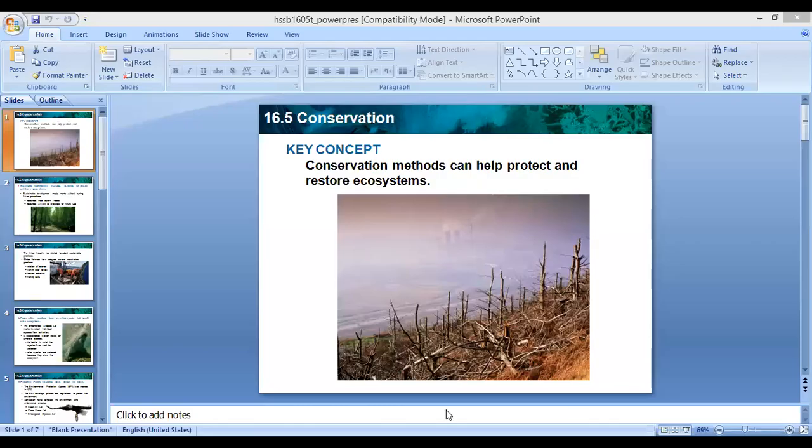Today we are going to start a new lesson, which is conservation, section 5 in chapter 16. The key concept of our lesson is conservation methods can help protect and restore ecosystems.